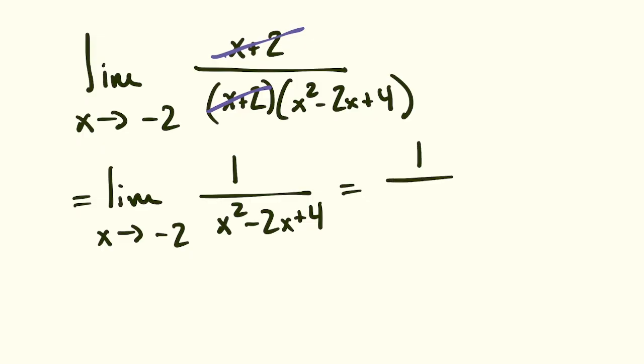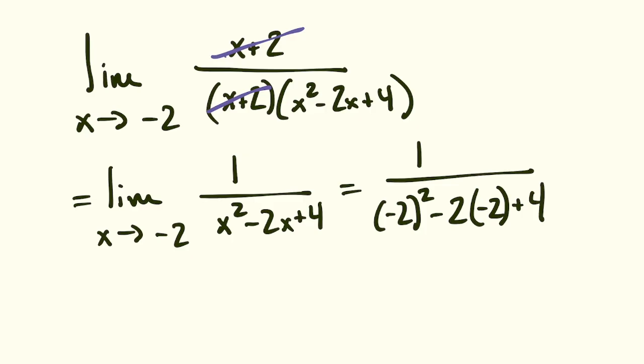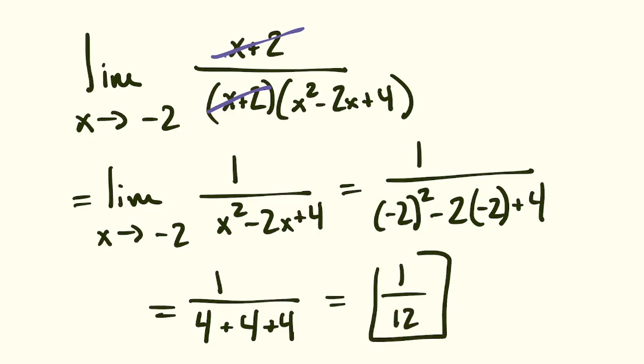And now we can just plug in our -2, because at this point, the problem that existed, getting 0 over 0, has disappeared because we've canceled out that x plus 2. So this gives us 1 over -2 squared, which is 4, plus -2 times -2, which is another 4, plus 4, so we get 1/12. All right, this was a lot of work, but there is an easier way to solve this limit, and a wonderful way.